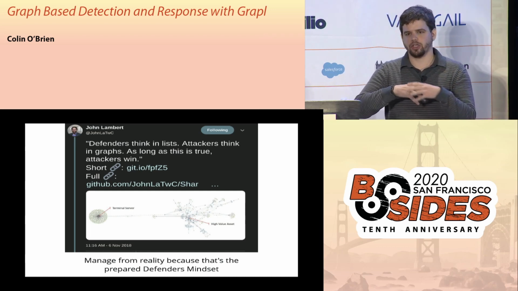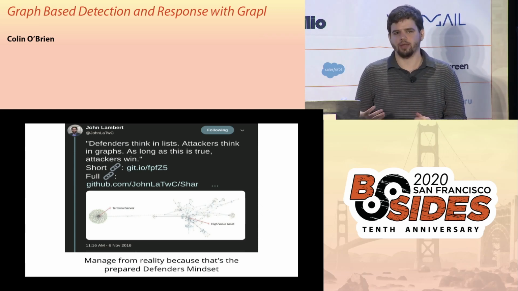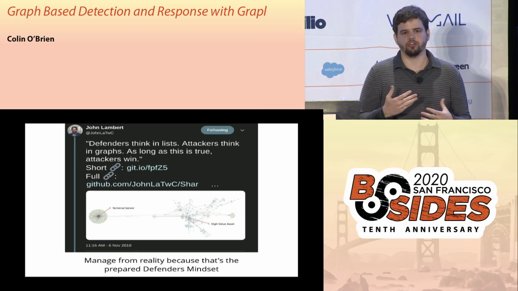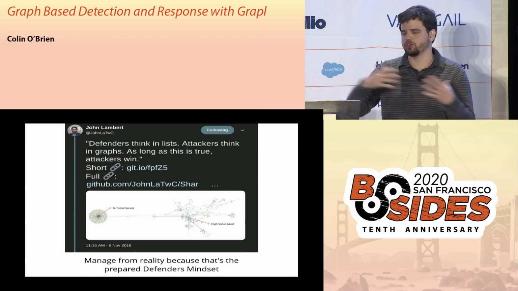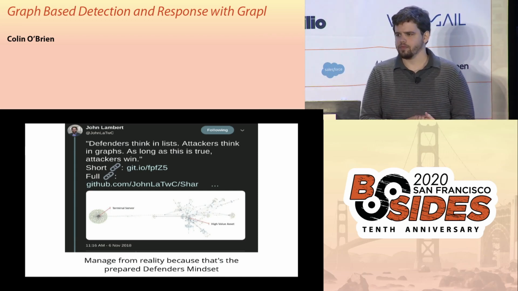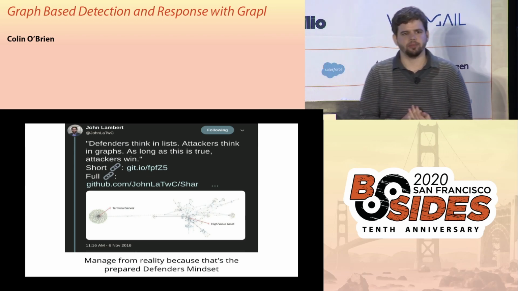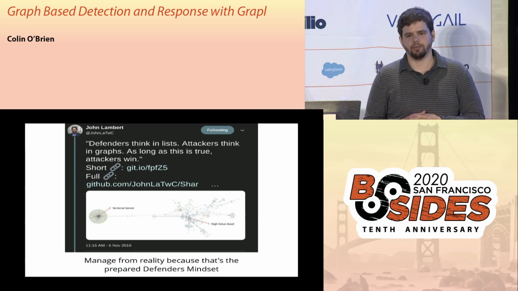The attacker is starting off on this network. They don't have these lists of users or assets ahead of time. They don't know these risk prioritizations. They're doing discovery. They're moving across the network in a very graph-oriented way. At the end of his post, John says, manage from reality because that is the prepared defender's mindset.